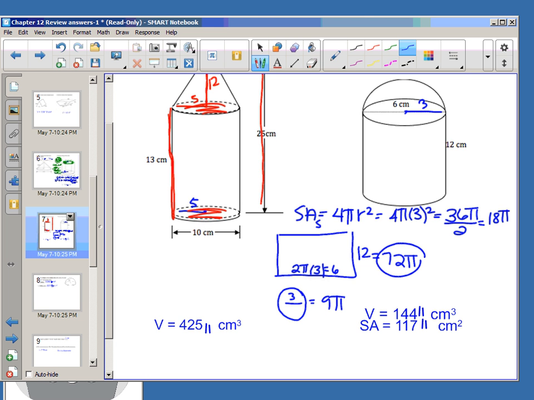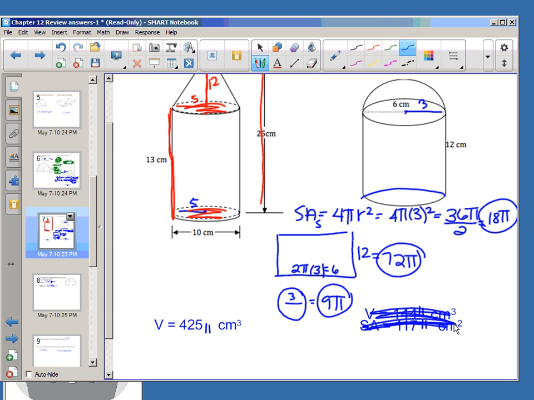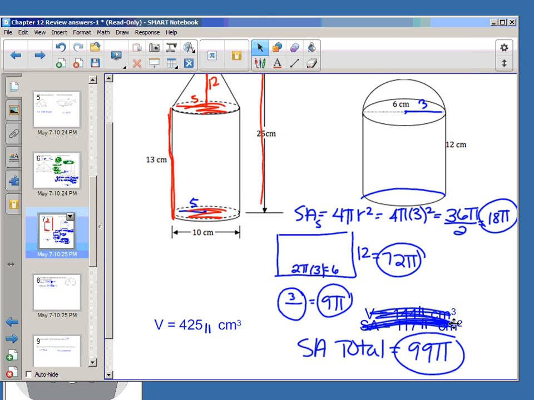I'm going to take 72 pi for the rectangle, 9 pi for the bottom circle down here, and 18 pi for the hemisphere. Add it all up for a total of 99 pi. So again, apparently both my answers are wrong, so just ignore them. Right, I think that finishes off the third page.